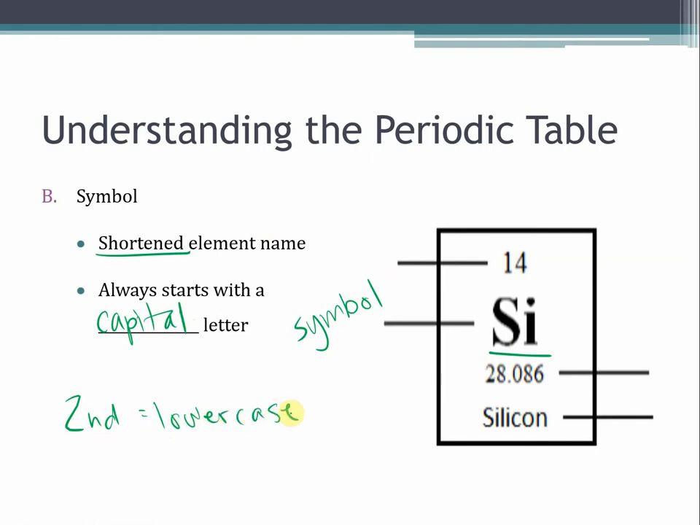There will not always be a second letter. So for example, carbon is just C and nitrogen is just N and oxygen is just O. But if there is a second letter, like in silicon or in tin or in bromine or in chlorine, the second letter is always lowercase. First is always capital, second is always lowercase.